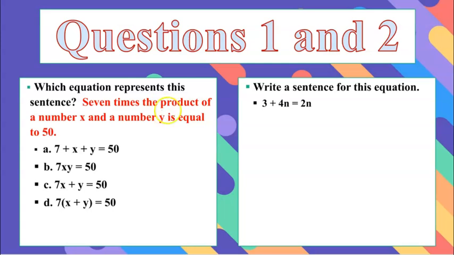So, key word right here, product. Product means multiplication. What am I multiplying? A number x and a number y. So I should see in the problem x times y. So I know it can't be A because they're adding. It can't be C because they're adding x and y. And it can't be D because they're also adding x and y. So the answer has to be 7 times x times y equals 50.